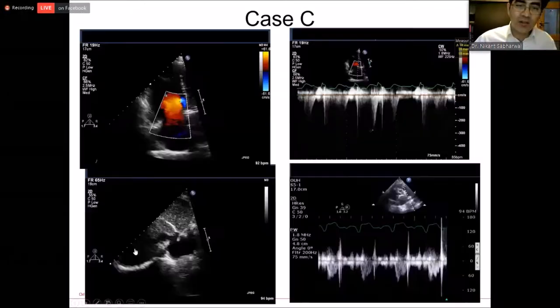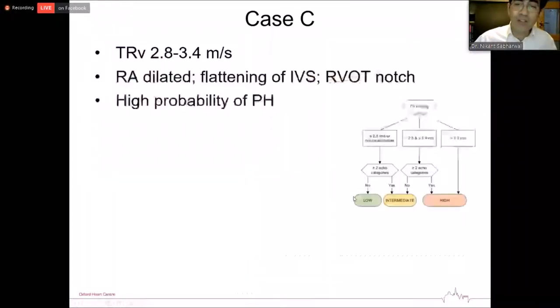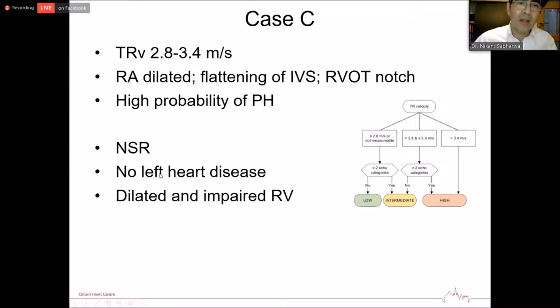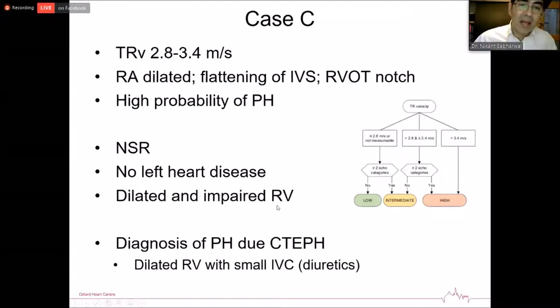Now, in her situation, her IVC is not dilated, but the right atrium clearly is dilated. So this counts, and she actually has all three categories. So straight away, she falls down the middle and then straight into the high likelihood of pulmonary hypertension. She's in sinus rhythm. She does not have left heart disease, but she does have a dilated and impaired RV. And actually her diagnosis is severe pulmonary hypertension or high probability of pulmonary hypertension.